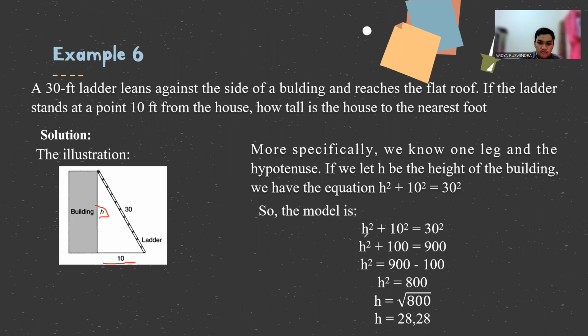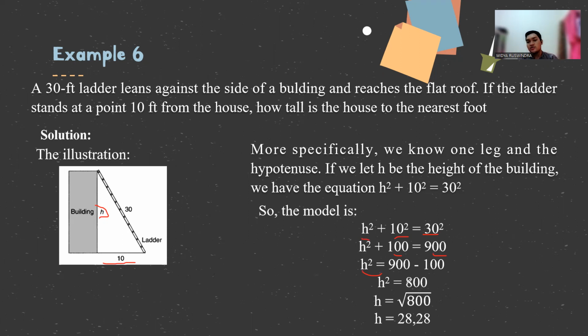So for the value of h, the height of the building, we can use Pythagoras. So we get h squared plus 10 squared equals 30 squared. 10 squared is 100 and 30 squared is 900. So we subtract 100 from both sides, and h squared will be 900 minus 100, so h squared is 800.